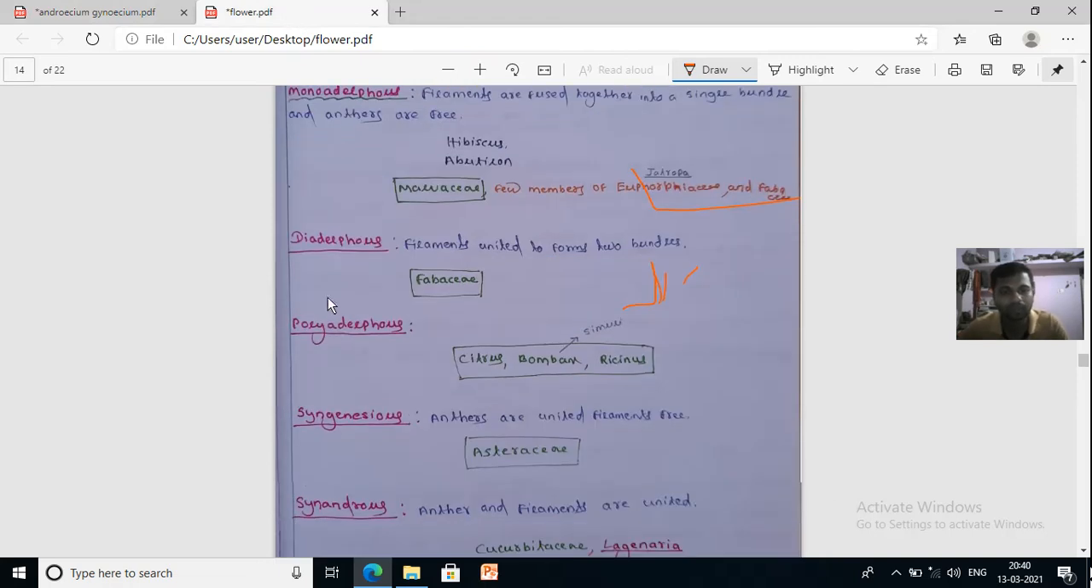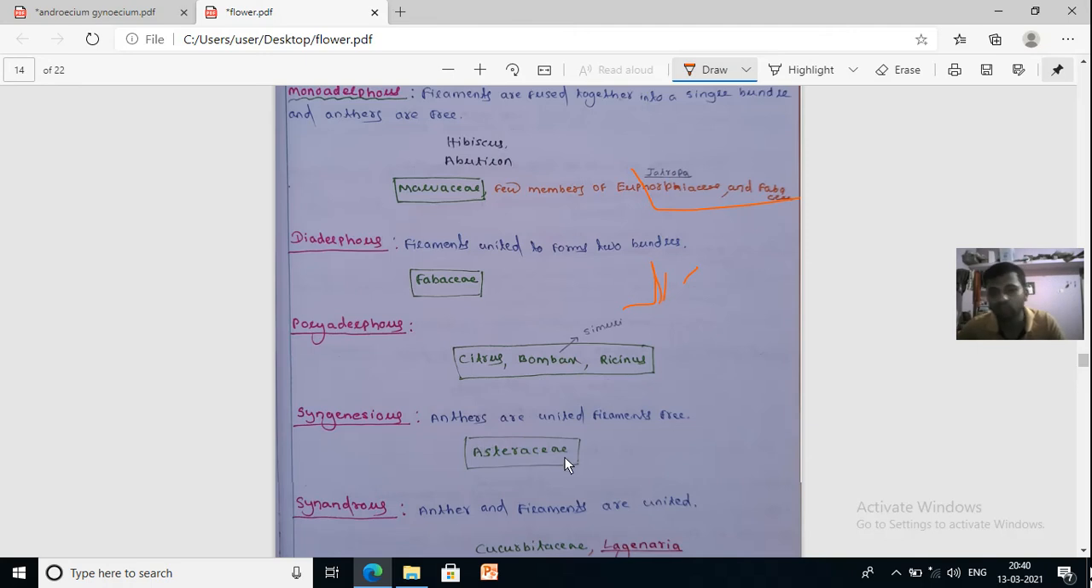Next is the polyadelphous condition. If they form more than one bundle, it is known as the polyadelphous condition, found in Citrus, Bombax and Ricinus. Always remember all these points because they are very important from the examination point of view.